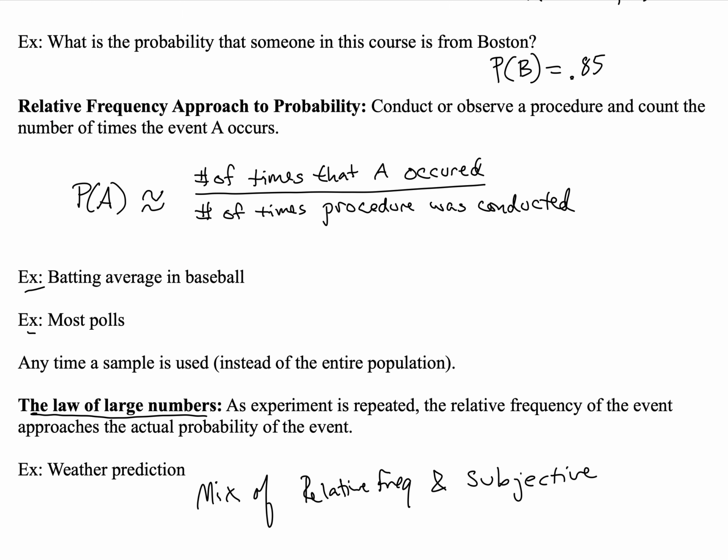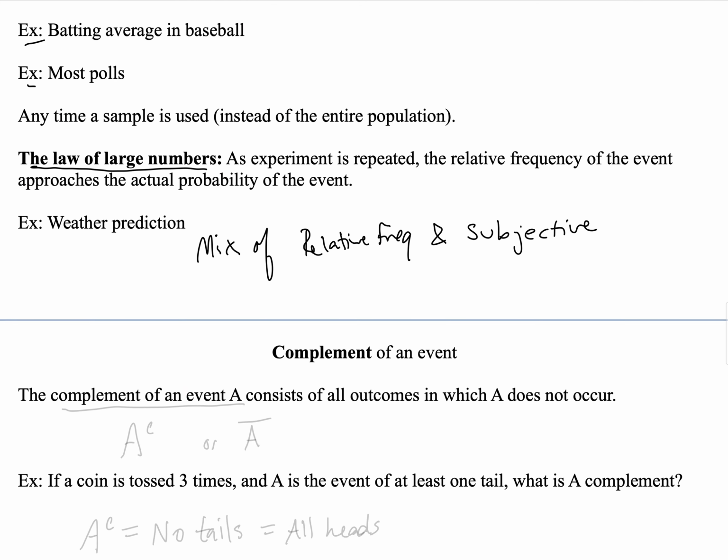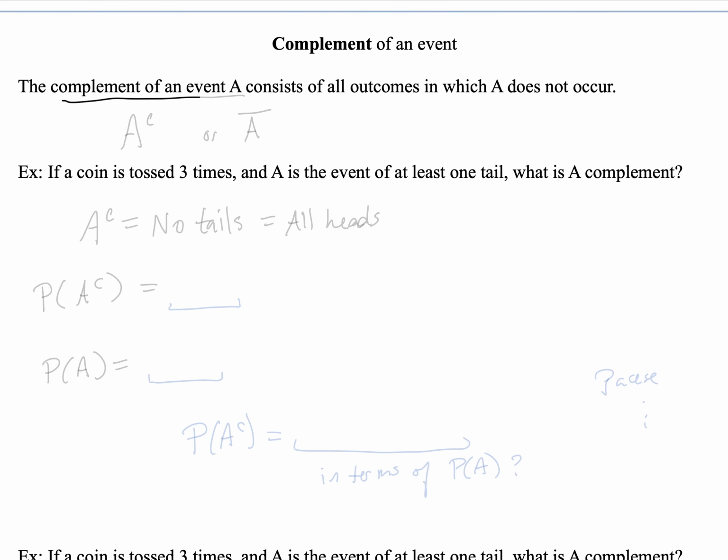The last topic I want to briefly touch upon is the complement of an event. The complement of an event A is the set of all outcomes in which A does not occur, and it's typically denoted by A with a C in the superscript or A with an overline. Either of those can denote a complement.